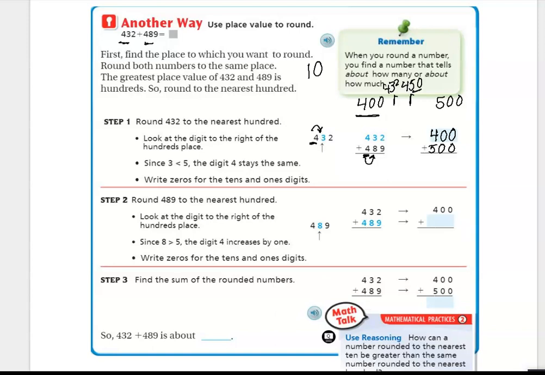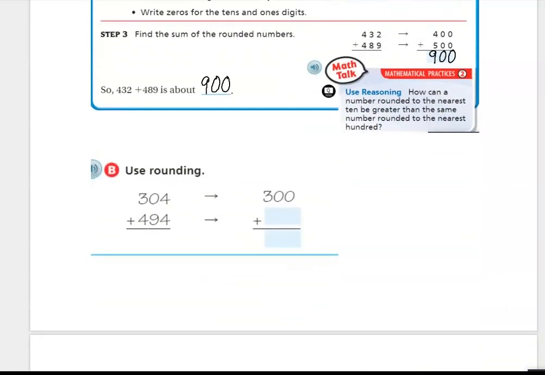Okay, so down here, that was exactly what happened there at step 2. We rounded. I just did that up above. So now we'll add them together. 400 plus 500 is 900. So 432 plus 489 is about 900. So today we learned about compatible numbers. We also practiced rounding to the nearest 10 and the nearest 100. So now let's put that to use and try some sample problems together.